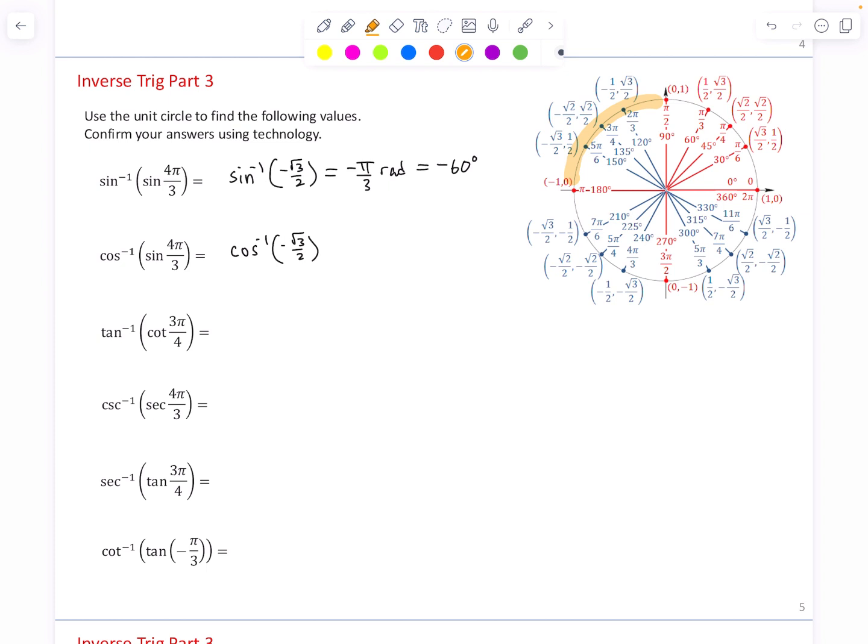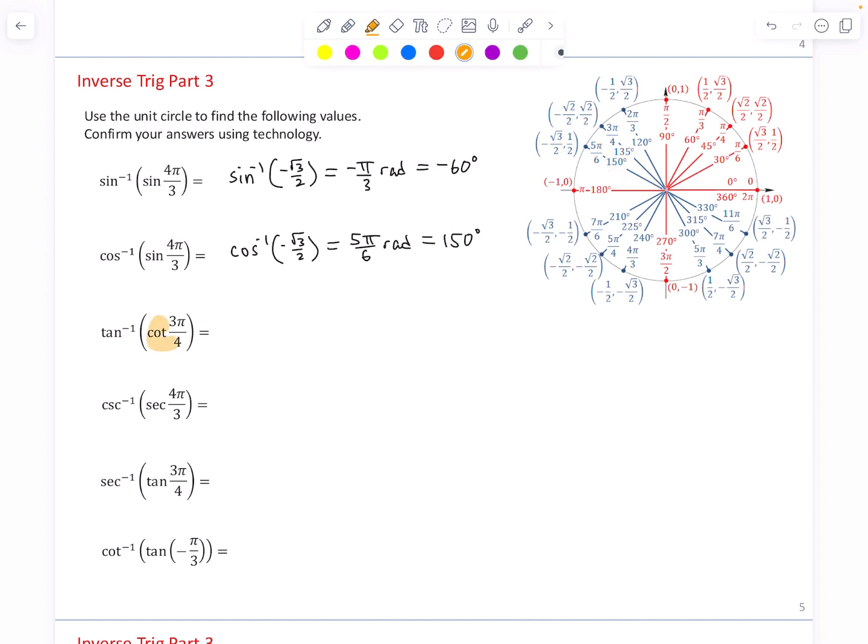And since the cosine is the 1st coordinate, try to find the angle at which the 1st coordinate is negative rad 3 over 2. That happens at this angle. And this angle is between 0 and pi, so we don't need to tweak it to a coterminal angle. And we get 5 pi 6 radians, or 150 degrees.